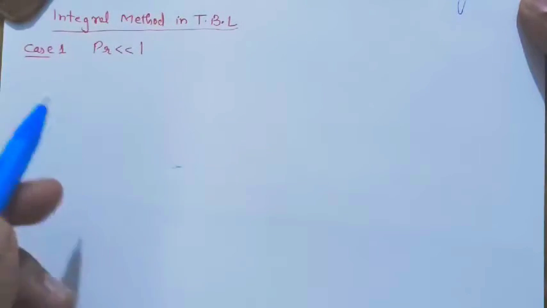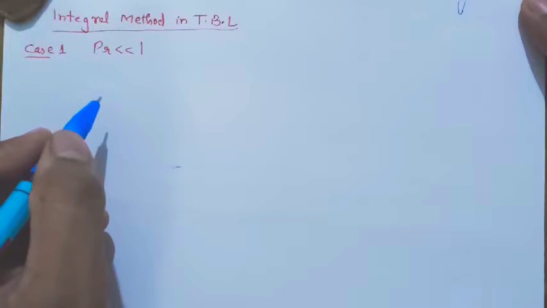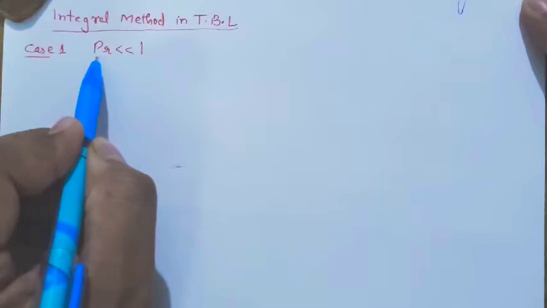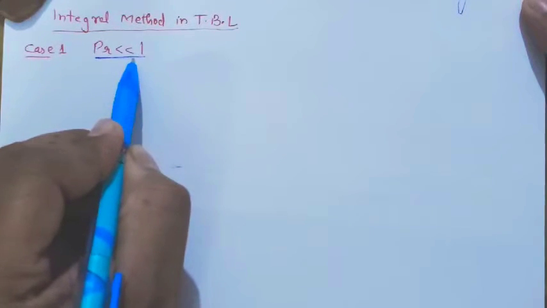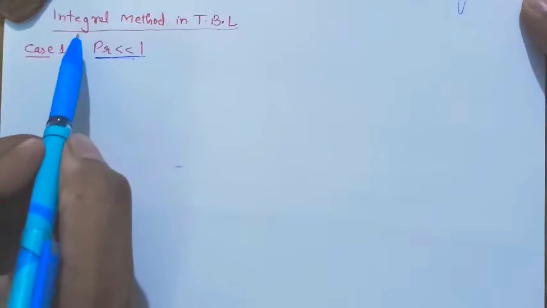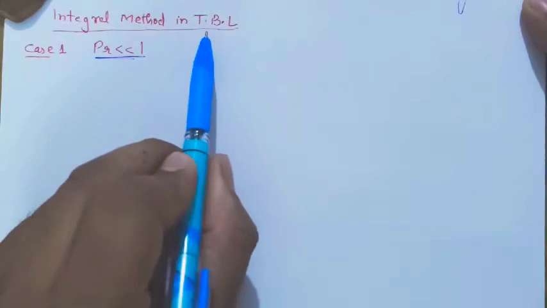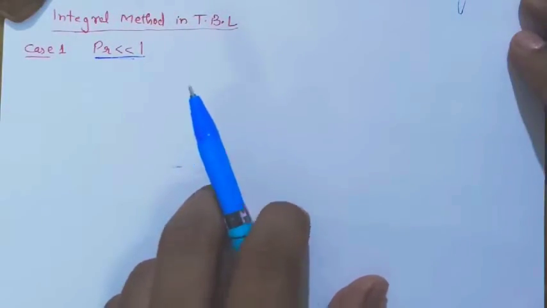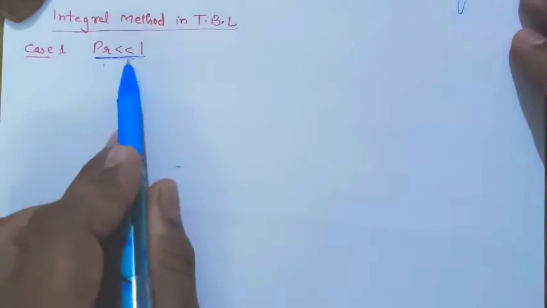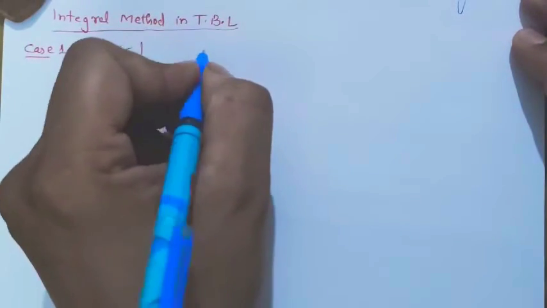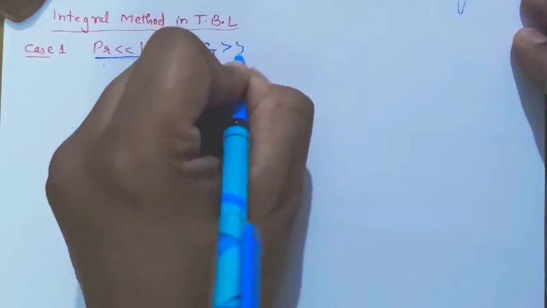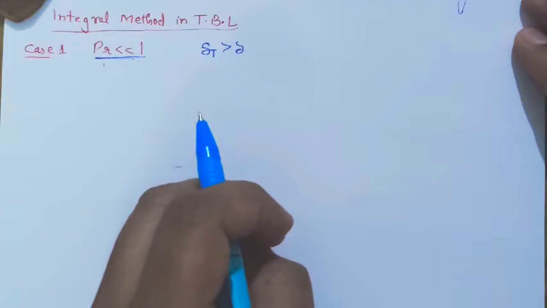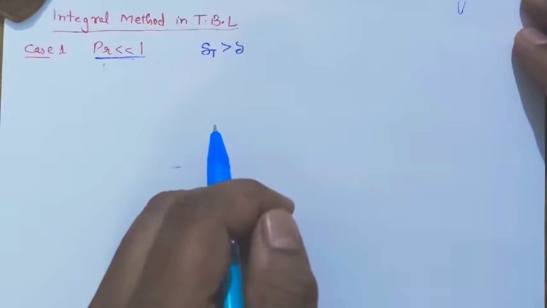Good morning, class. Now, in this video, let us derive the relationship for the Prandtl number when it is less than 1 by using the integral method in the thermal boundary layer, right? So, if the Prandtl number is less than 1, then we can say that delta T, the thermal boundary layer thickness, is greater than that of the hydrodynamic boundary layer.